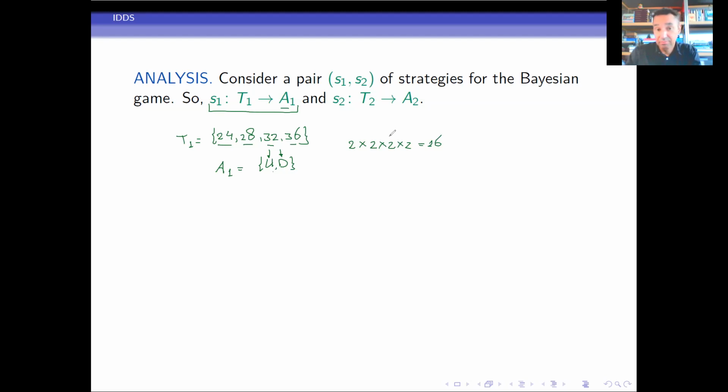And the same for player two. He has A, B, C, and D, so also four types. And for each type, two possible actions that you could take. So that's also 2 times 2 times 2 times 2, which is 16 possible strategies.